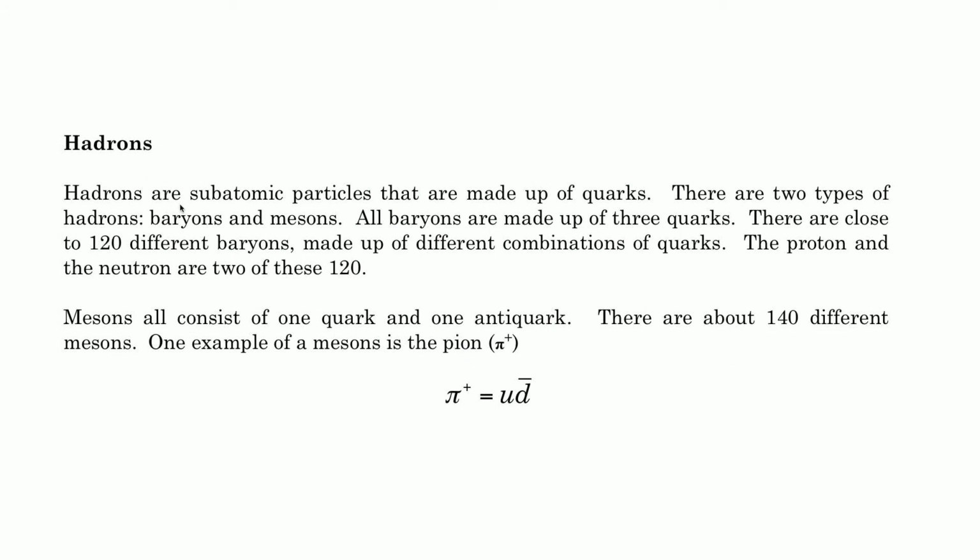Hadrons basically are what happens when quarks get together and make up different particles. Two types of hadrons: baryons and mesons. All baryons are made up of 3 quarks, and there are about 120 different of those. Mesons consist of 1 quark and 1 antiquark. So the proton and the neutron are 2 of the 120 different baryons. Of mesons, there are about 140 different ones. An example is the pion, which is pi plus, which is an up quark and an anti-down quark.